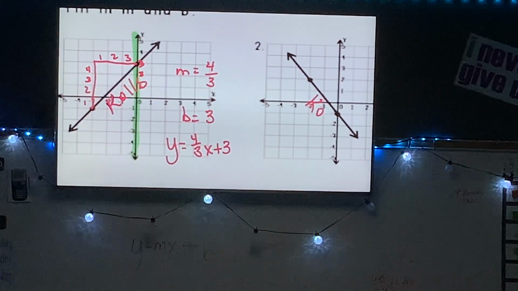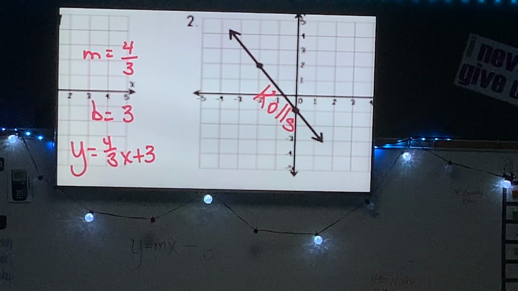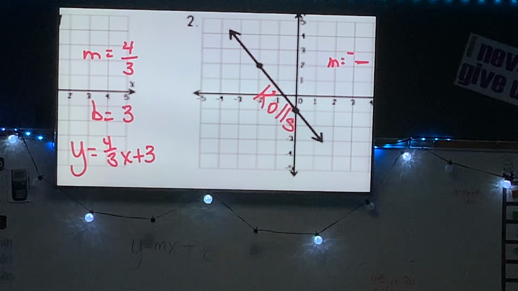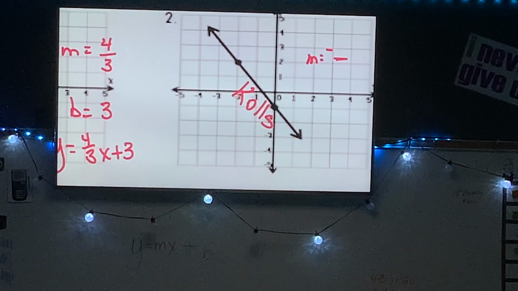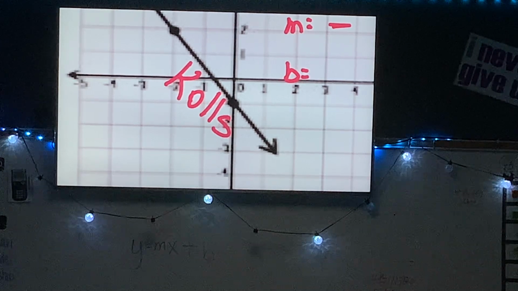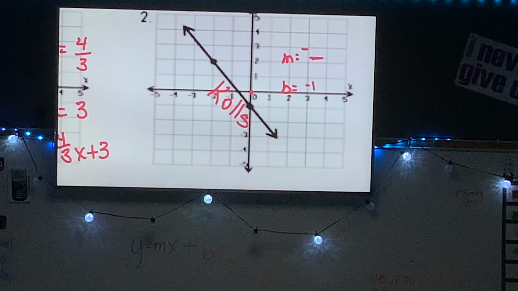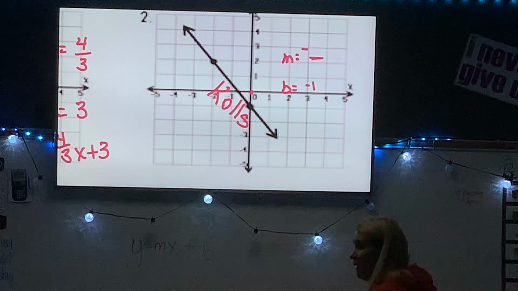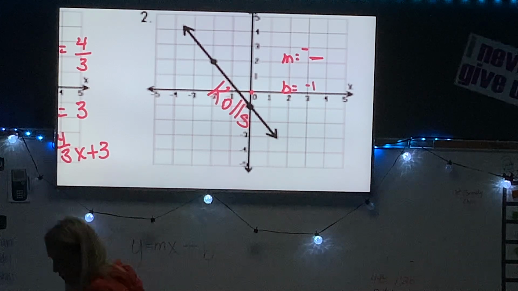Number 2, write your name. Positive or negative? Negative. So I'm going to go ahead and put a negative by my slope so I don't forget that. Okay, let's go ahead and find our y-intercept. Where is my y-intercept at? -1. Good. You can say, there's 0, 0. It's below it, so I know it has to be in negative.